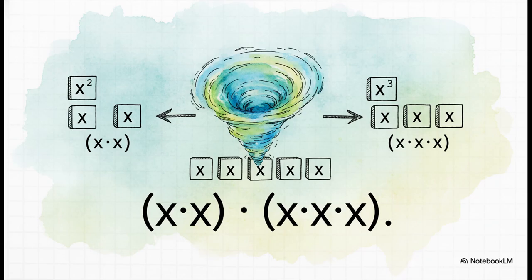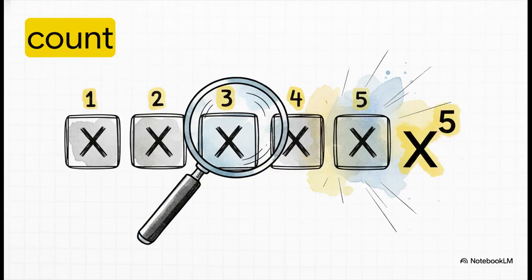x squared, that's just x times x. And x cubed, that's x times x times x. So really, all we're doing is multiplying one long string of x's together. And right here, this is where the magic happens. All you have to do is just count them up. We've got 1, 2, 3, 4, 5 x's all being multiplied together. So what's our answer? It's got to be x to the 5th power.